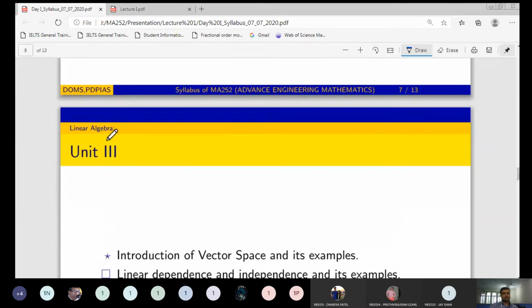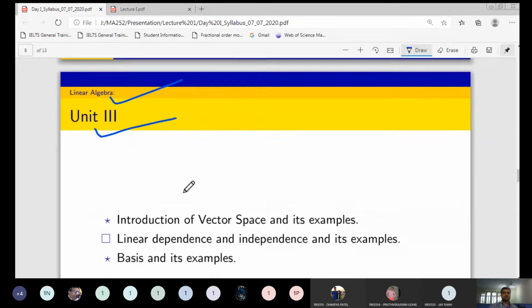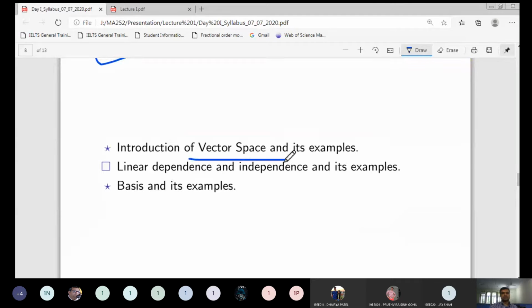Then we go to linear algebra, that is your unit number 3. Introduction to vector space and its examples. We will discuss it. Linear independence and dependence and its examples.